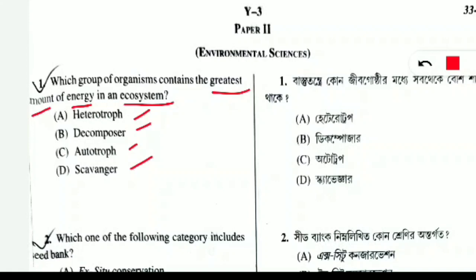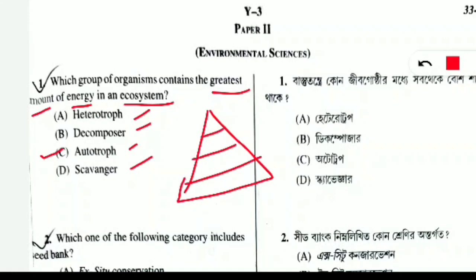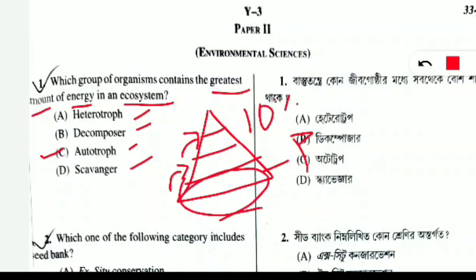So here it is based on basic knowledge. The correct option will be option C, that autotrophs have the greatest amount of energy in an ecosystem. So why? Because if you know the 10% rule in the pyramid of energy, the lower part is occupied by the producers or autotrophs, which have the maximum amount of energy. When the energy moves from the producers to consumers, only 10% is passed from one trophic level to another. As a result, only 10% is passed, and 90% is stored in the previous trophic level. So in the whole pyramid, the base portion is occupied by the producers, that are autotrophs. So they will have the greatest amount of energy.